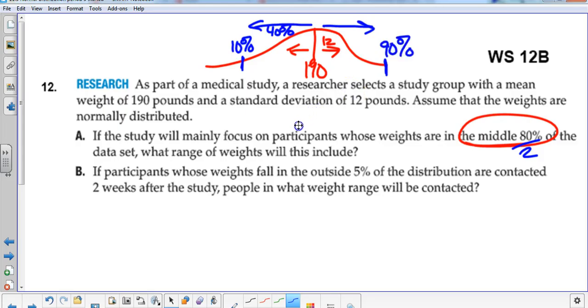The z-scores for those would be opposites, but if we want to be lazy and just let the calculator do all the work, we're just going to have to do it twice. We're going to do an inverse norm of what? 0.1, comma, 190, comma, 12, and then the same thing with 0.9, 190, 12.